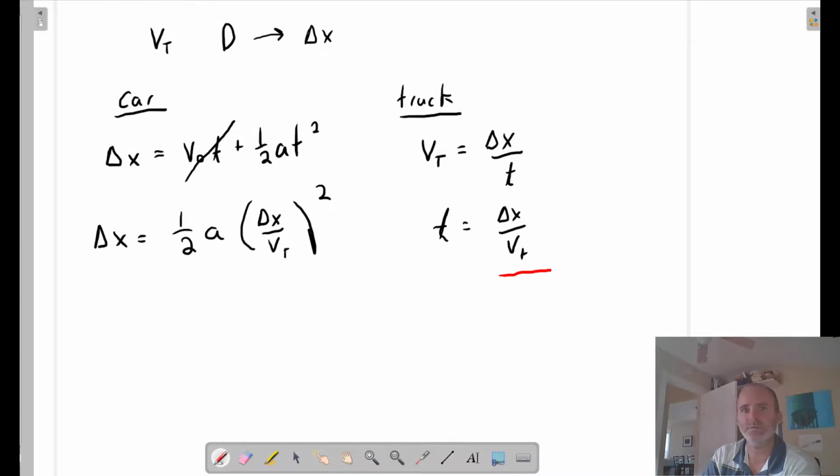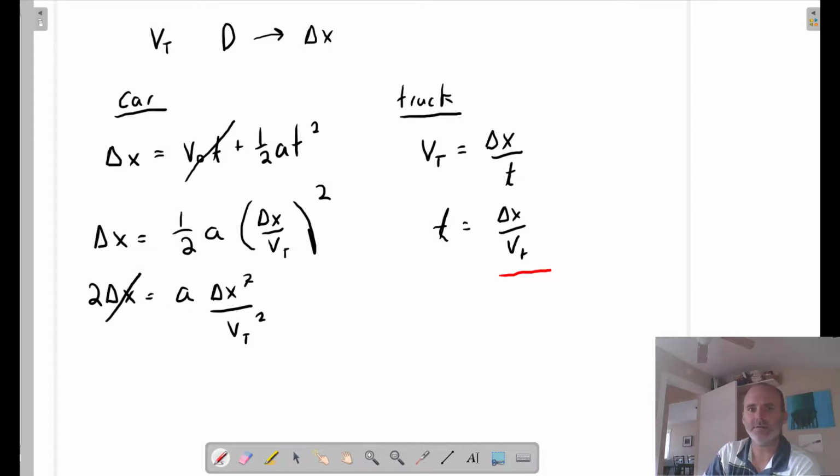We have the delta x, which we wanted in terms of. We want to solve for a, and we have the vt. All right, this is a little bit of algebra, so I'm just going to do it quick. Delta x is equal to, let's multiply the 2 over here. So I get 2 delta x is equal to a delta x squared over vt squared. I have a delta x over here and delta x squared, so that's going to get rid of one of the squares. I want to get a by itself, so a is equal to 2 vt squared. I multiplied the vt up here, and then I have to divide by delta x.